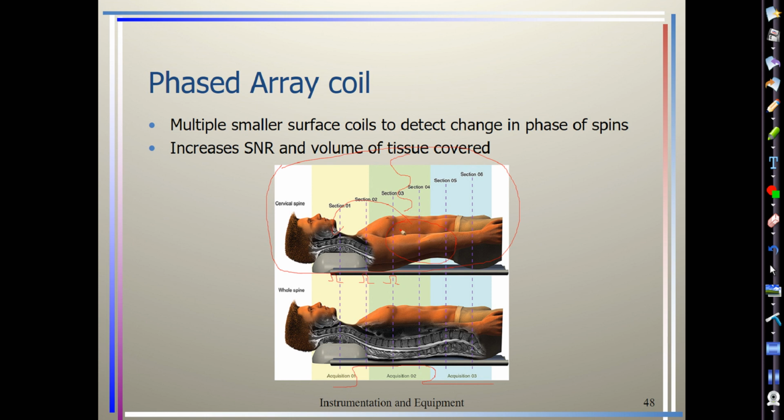GE, sometimes you have to add an extra coil on top of the actual bed. Is there always going to be 6 sections for the phased array, or is it just... No, but that is kind of typical because that gets you from the C-spine all the way down to the sacrum. It might be different, but I've seen 6 typically.